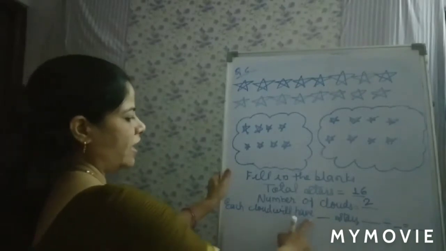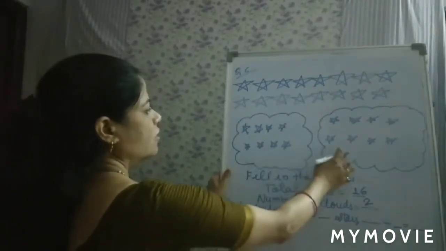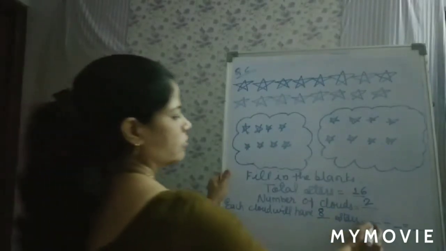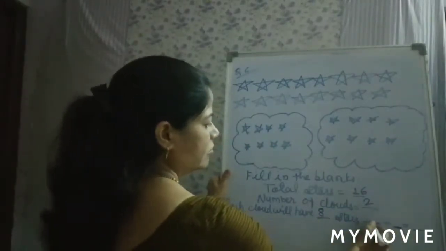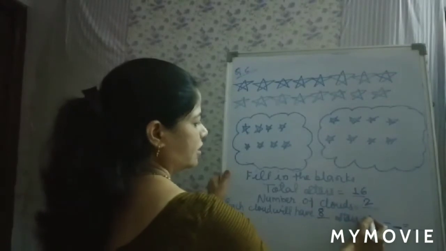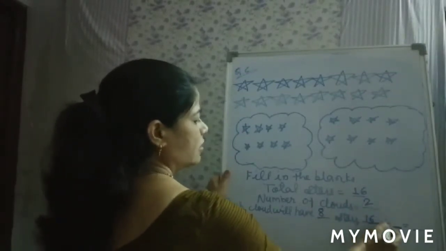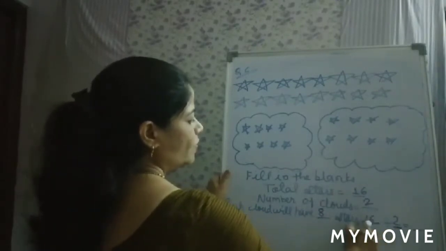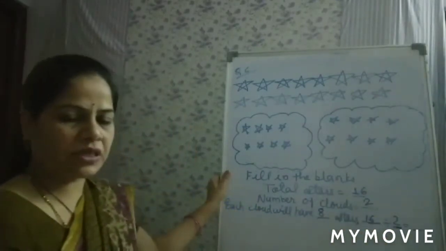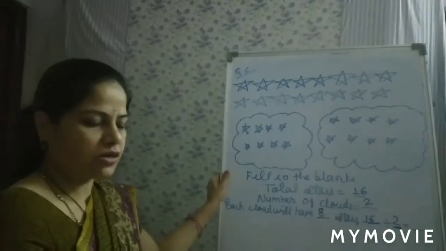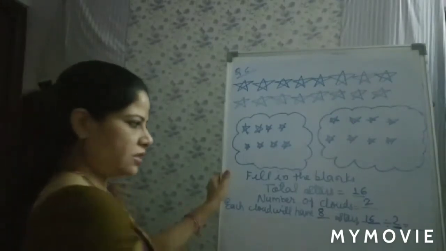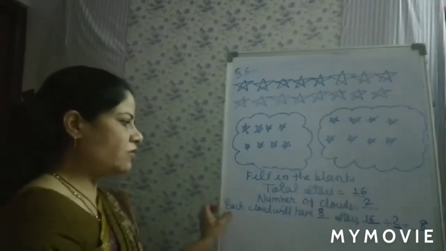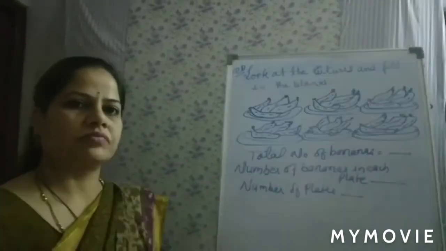Each cloud will have how many stars? Each cloud has 8. So you have to fill this division. Total number of stars 16 divided by 2, because 2 clouds are here. When you divide 16 by 2, you have to speak the table of 2 until you get 16. So you know that 2 8s are 16. So what is the answer? 8. Means each cloud will have 8 stars.